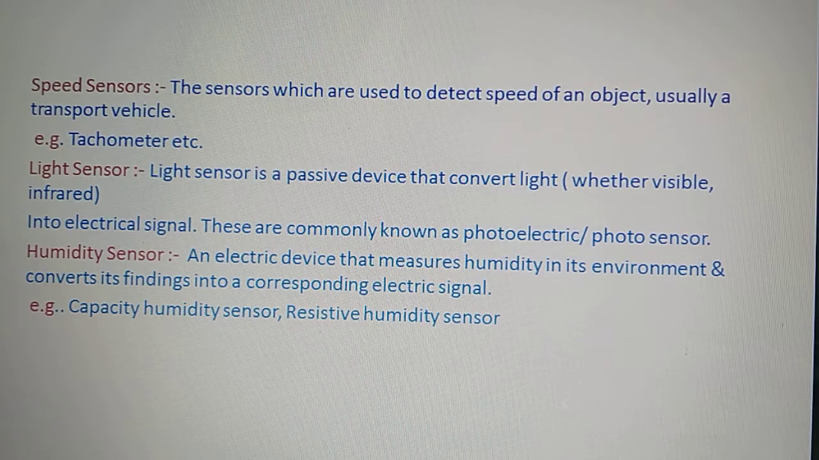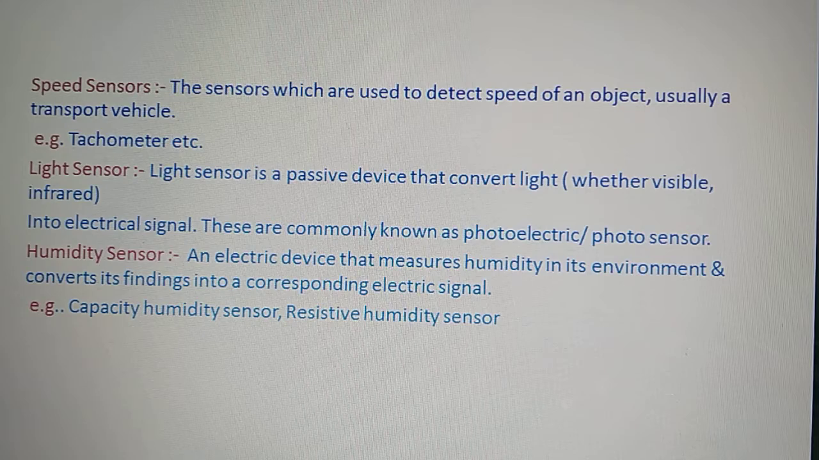The next kind of sensor is a light sensor. This light sensor is a passive device which converts light. It may be visible light, infrared light, or any other kind of light signal, and it converts it into an electrical signal. So these are commonly known as photoelectric or photosensors.